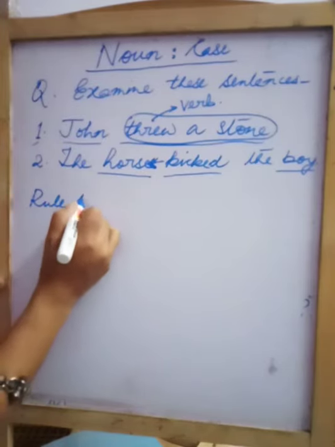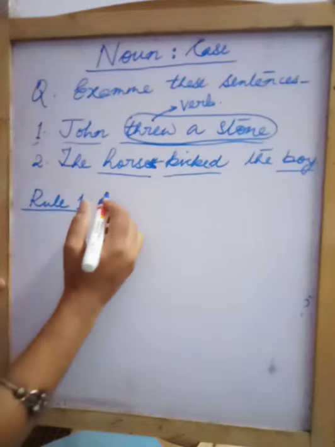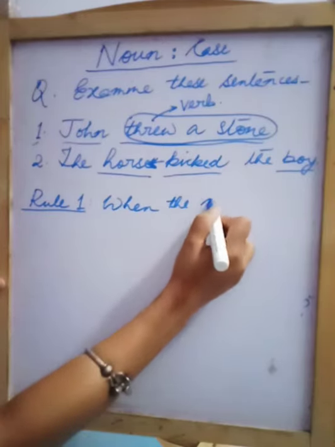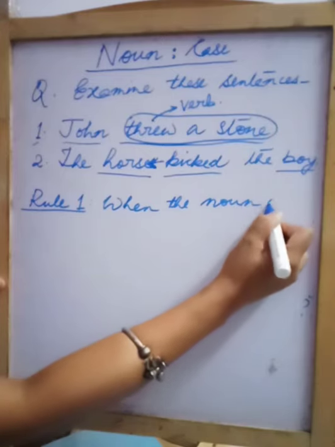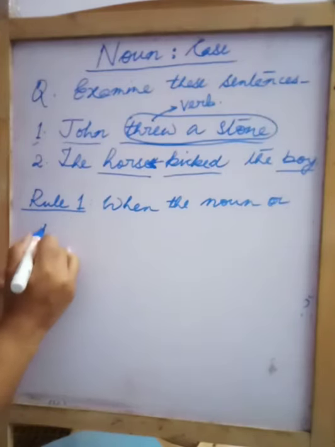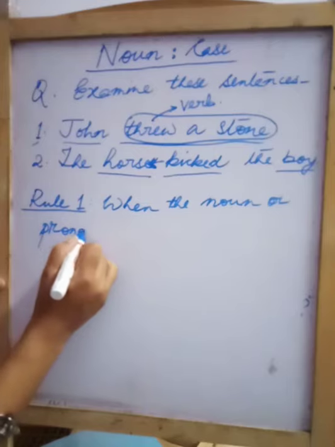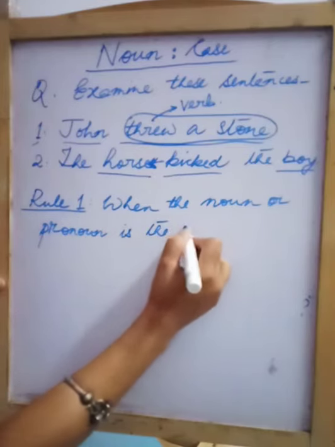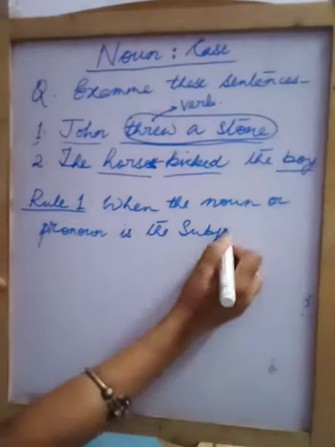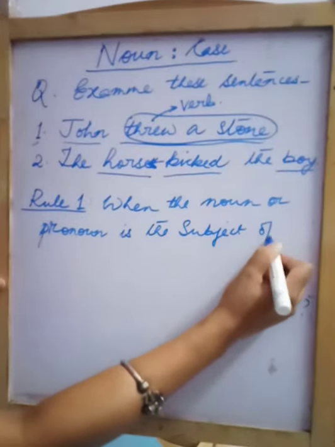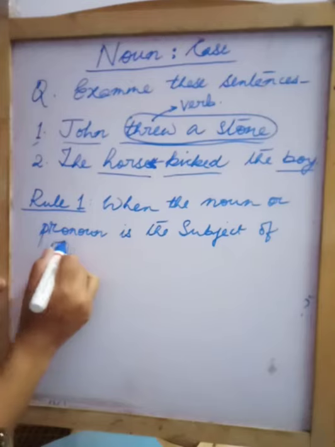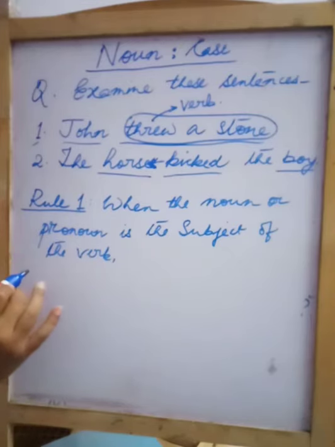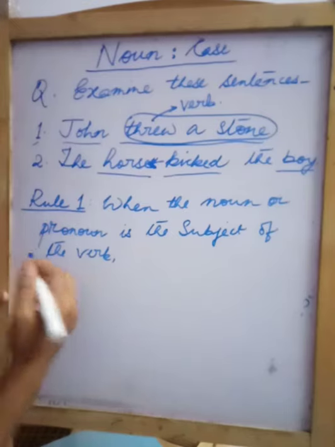Say, we can call it rule 1. Alright? When the noun or pronoun is the subject of the verb, what does it become? It is said to be in the nominative case.